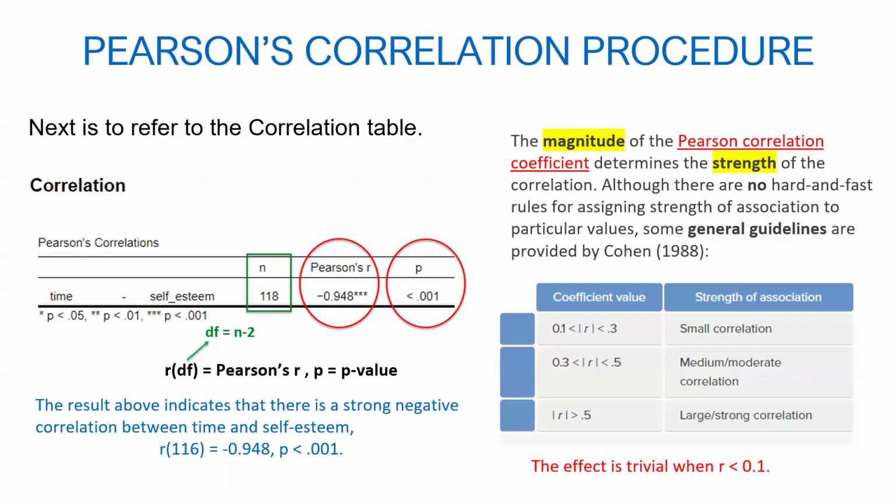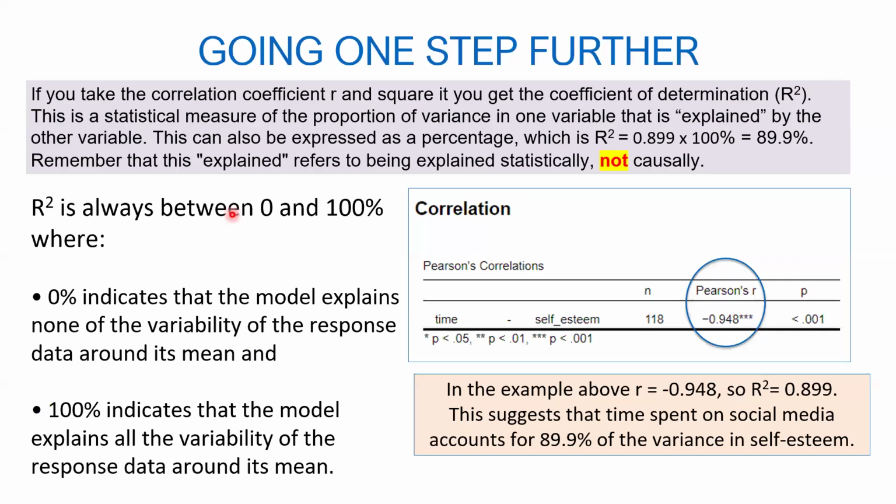Now, let's take the analysis one step further. If you take the correlation coefficient R and square it, you get the coefficient of determination, which is R squared. The R squared that you have here is a statistical measure of the proportion of variance in one variable that is explained by the other variable, which can also be expressed as a percentage.